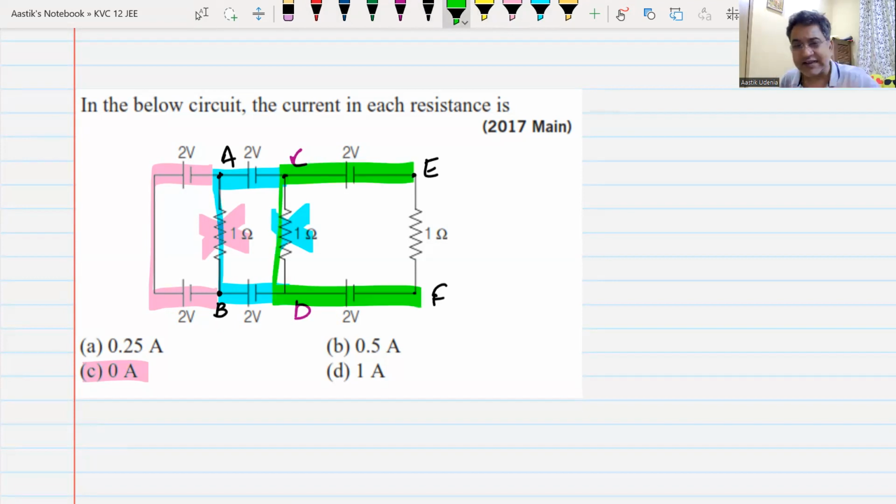All the batteries are cancelling out each other. We call it cancelling batteries. One battery is put in like this, the other battery is put like this. They are of equal voltages, so they cancel each other out. And the answer is 0. Do we understand this, or has this gone above our head? Understood, sir.